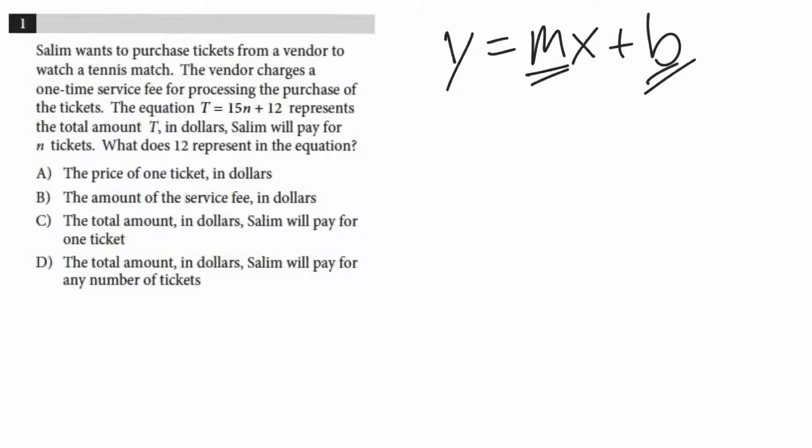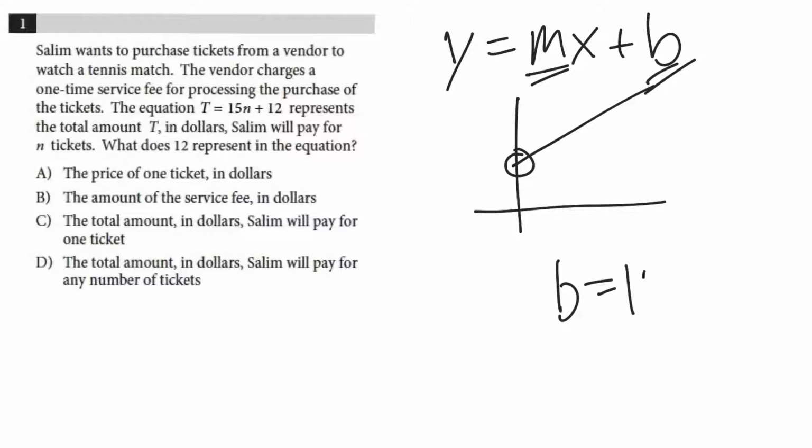That's the starting value. That is the value of the function when x equals 0. So in this case, b equals 12. That just means when there are 0 tickets, the value of the function, the total cost, is $12. So let's look at this.